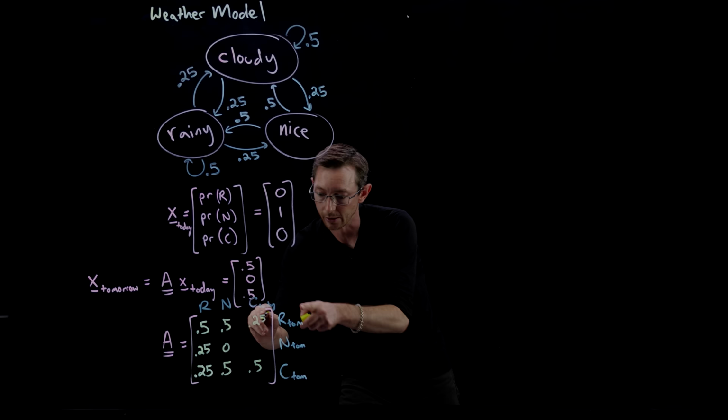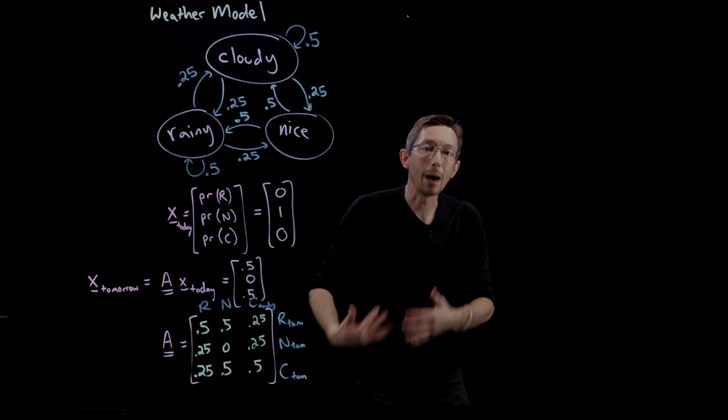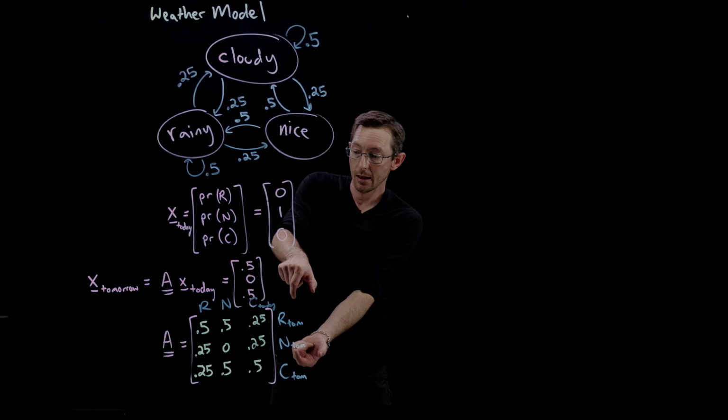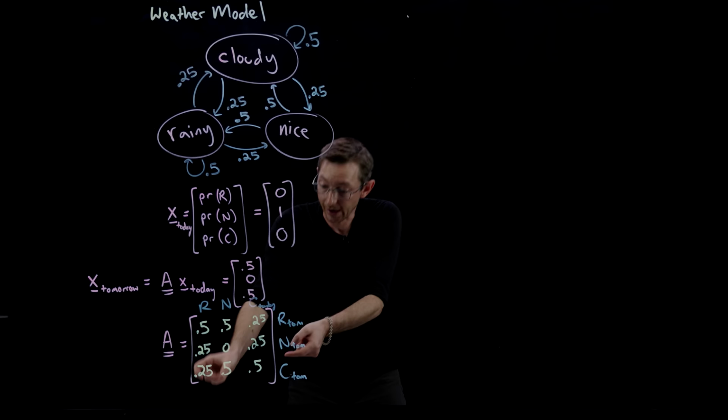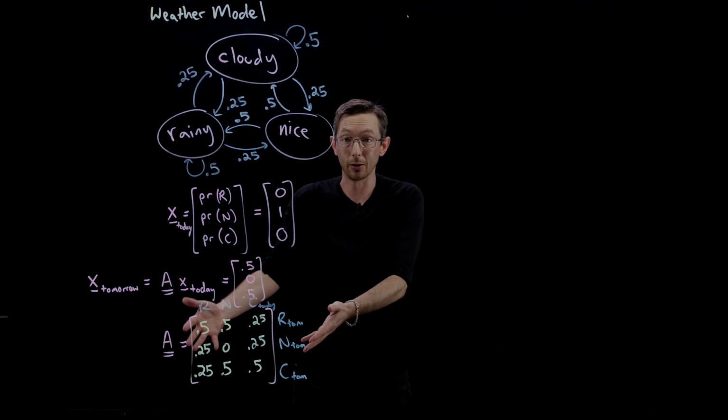And so this is the A matrix that propagates the probability of my system forward in time. I literally take this A matrix and multiply it by this vector of the state of the system today, and I get a new vector out, which is the state of my system tomorrow. Okay, that's exactly how this works.